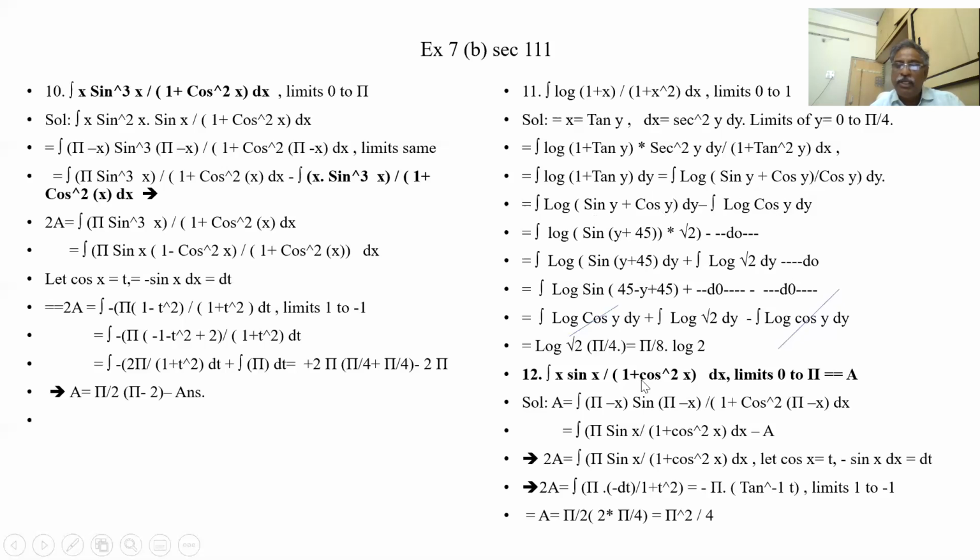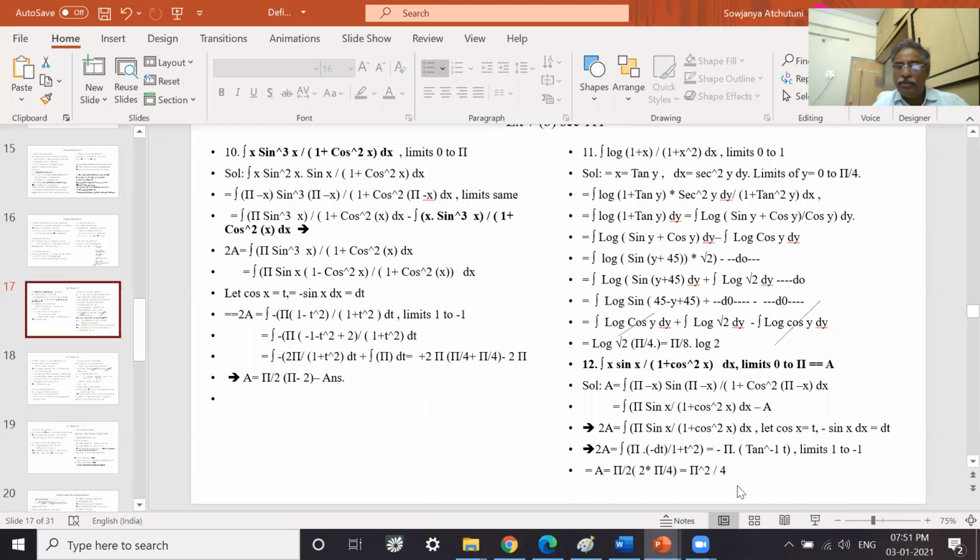Integral x sin x by 1 plus cos square x, 0 to pi. So again, if I use pi minus x, x gets eliminated. So sin of (pi minus x) by 1 plus cos square of (pi minus x). So 2a is equal to pi times sin x by 1 plus cos square x. So let's put cos x equal to t. So the top will become minus dt, and 1 plus t square: minus dt by 1 plus t square. This is tan inverse t. So minus pi into tan inverse t. Applying the limits 1 to minus 1, I am getting pi square by 4. Okay.